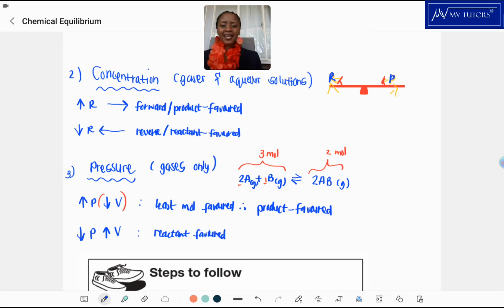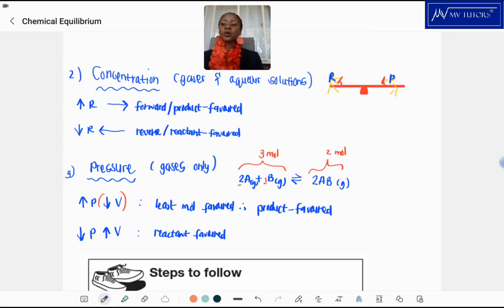And that's basically it. So with temperature, you've got to see, is it exothermic, is it endothermic? And you apply things as per normal. If you think about concentration, think about a seesaw. What would happen if you were to increase your reactants or decrease your products or whatever? Think about the seesaw concept. And with pressure, think about the number of moles.